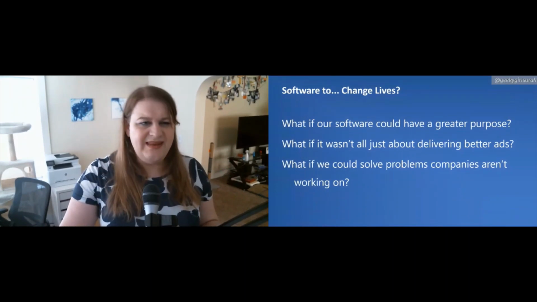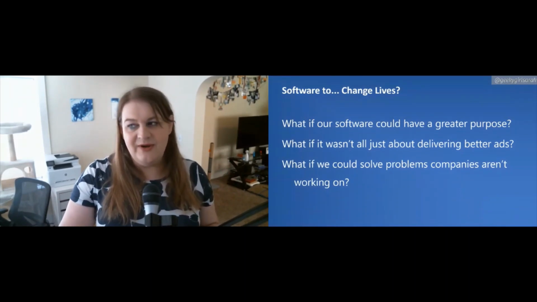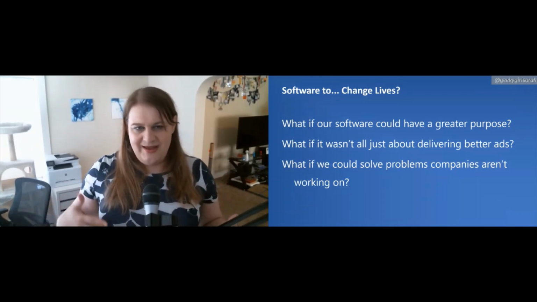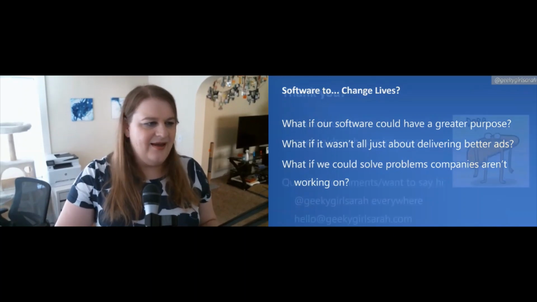And I kind of love this idea of open source software being this kind of thing that is almost rebellious in a way, but actually for a good cause.